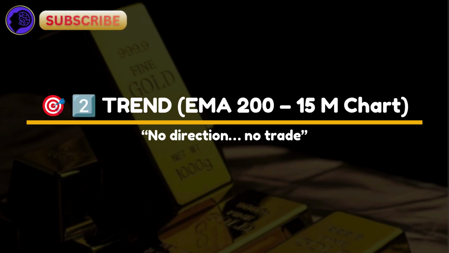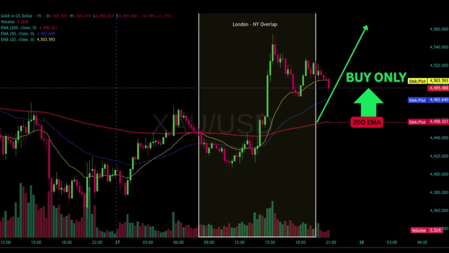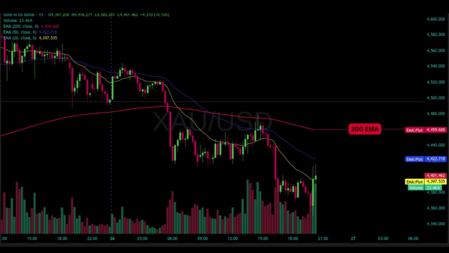Trend, EMA 200 direction, 15-minute time frame. Now, before we enter any trade, we need direction. I use EMA 200 to understand direction. When price is above this line, the market is bullish. That means I only look for buy trades.